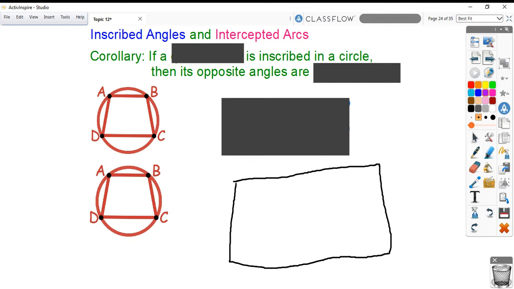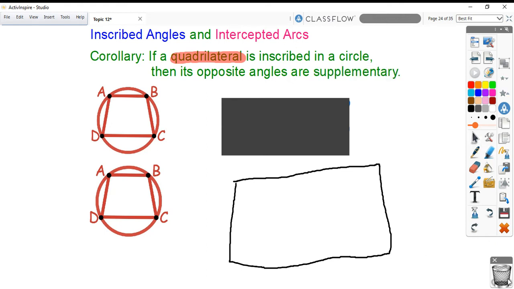Going on now to our last corollary, it says this. It says that if a quadrilateral, that's the first word to fill in, is inscribed in a circle, then its opposite angles are supplementary. Supplementary is a word that we have not heard in a while. Quadrilateral is something you probably remember even if we haven't heard it in a while. Quadrilateral just means it has four sides. But that term supplementary is something we have not talked about in geometry for quite a while. Supplementary means the two angles add up to 180 degrees.